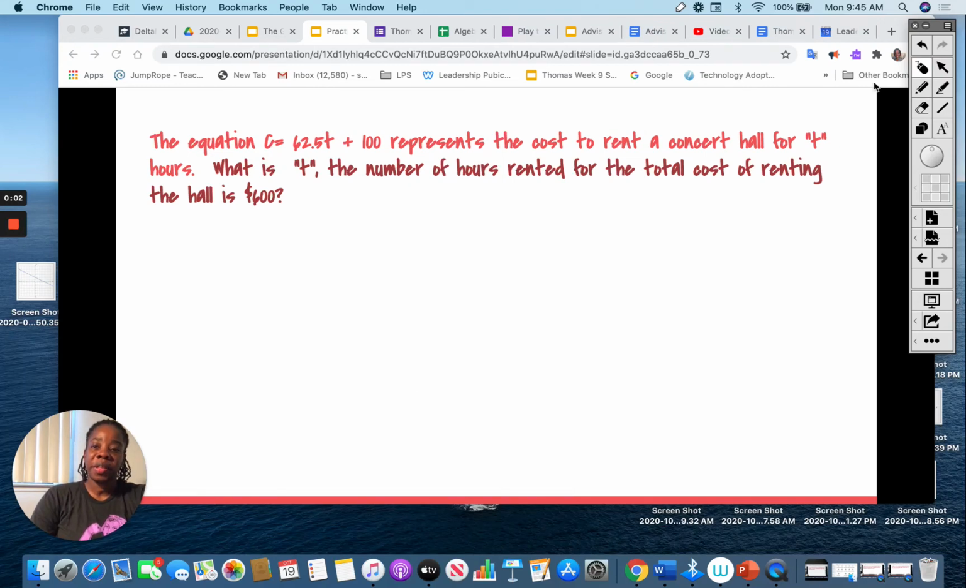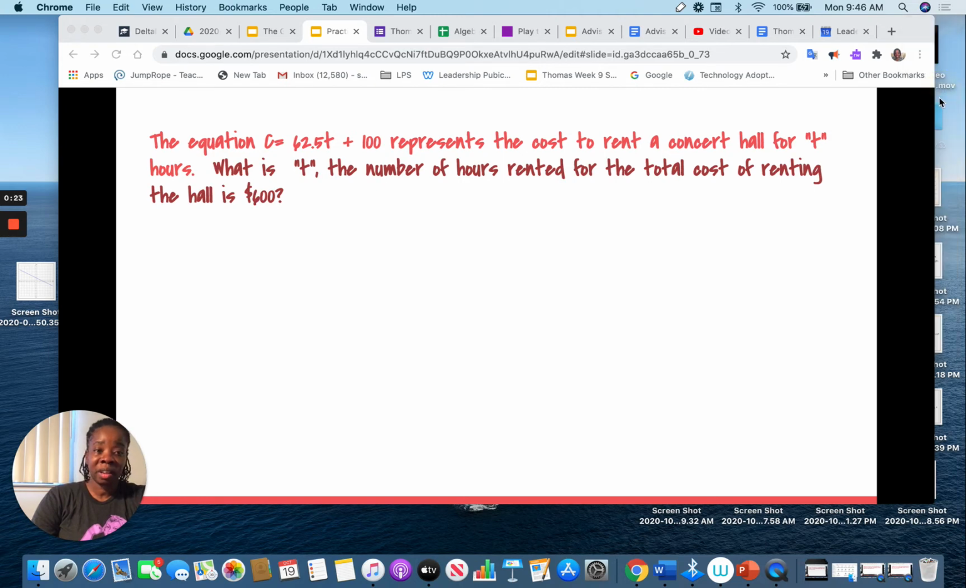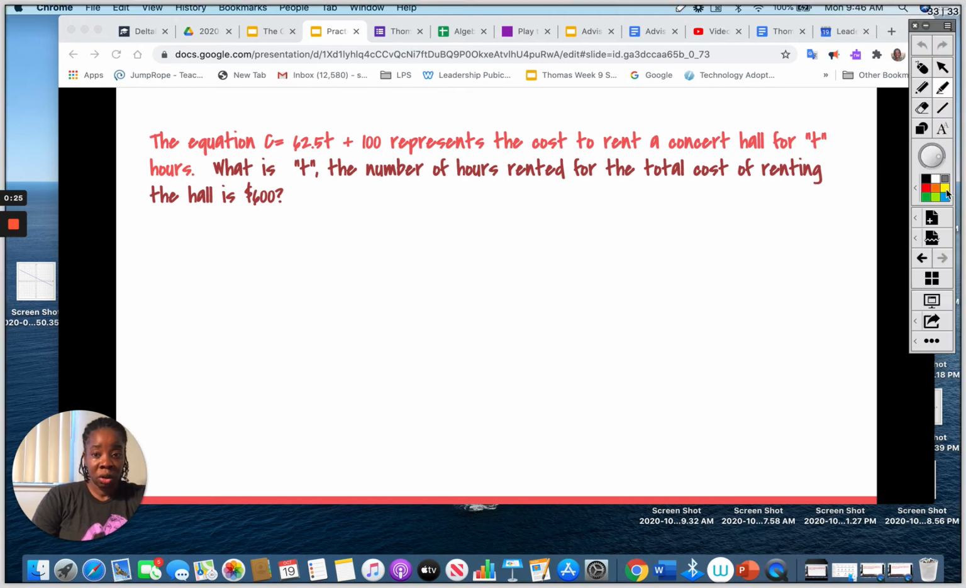Okay, so for this equation, it says the equation C is equal to 62.5T plus 100, and it represents the cost to rent a concert hall for T hours. What is T? The number of hours rented for the hall, for the total cost of renting the hall to be 600.